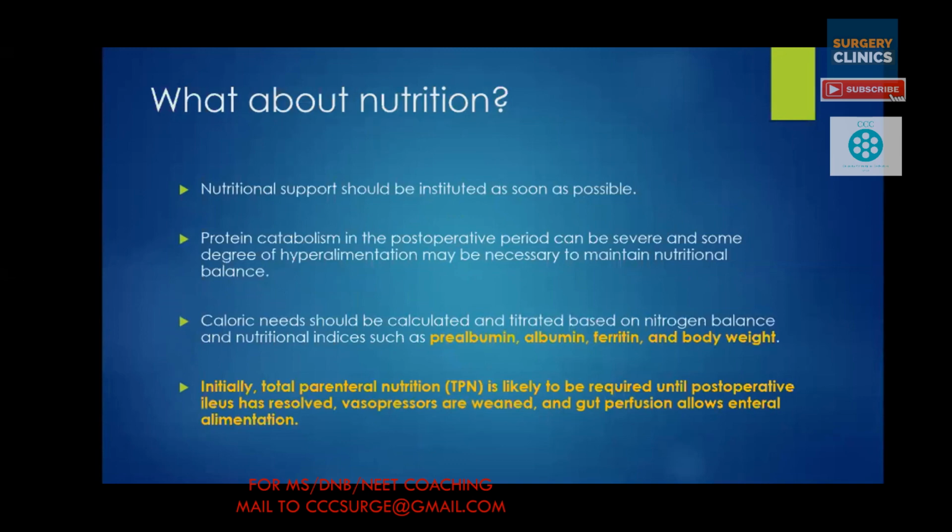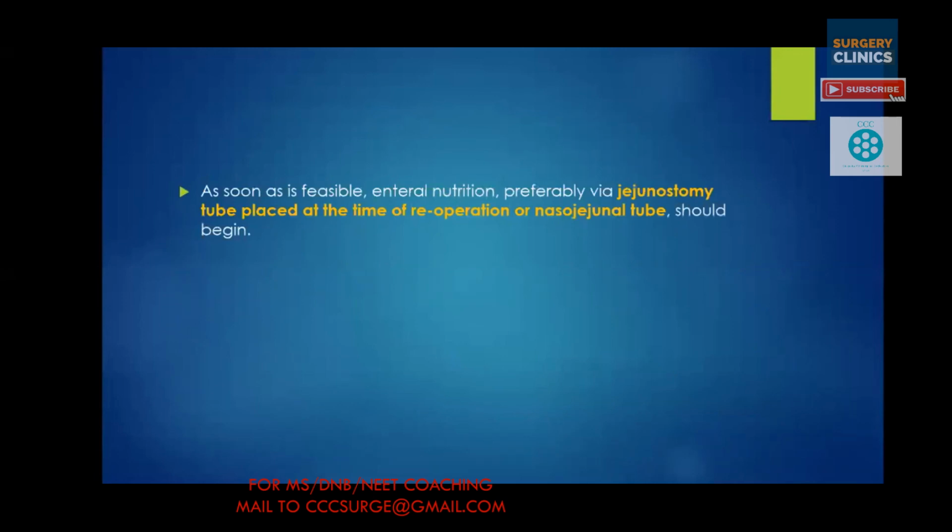You have to continuously make sure that the patient has got high protein so that he heals better. Okay, initially we do a TPN, and TPN is likely to be required until a postoperative ileus state has been resolved, vasopressors are weaned, and gut perfusion allows enteral alimentation. As soon as feasible, enteral nutrition, preferably a jejunostomy tube placed at the time of reoperation, or through a nasojejunal tube. The nutrition has to go all the way to the jejunum.